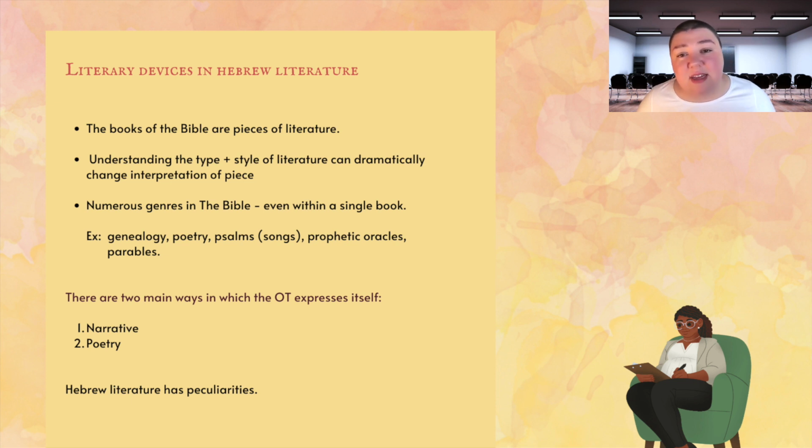So the first thing to say here is that there are numerous genres in the Bible, sometimes even several genres within a single book. We have genealogy, poetry, psalms or songs, prophetic oracles, parables. We will look more closely at genre types later on. But for now, we can simplify matters with this summary. There are two main types in which the Old Testament expresses itself: narrative and poetry.